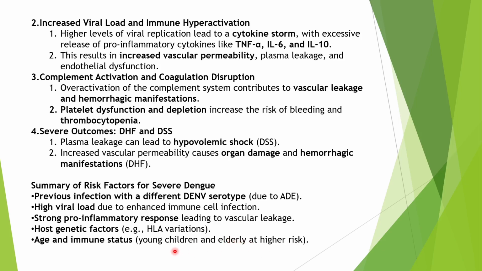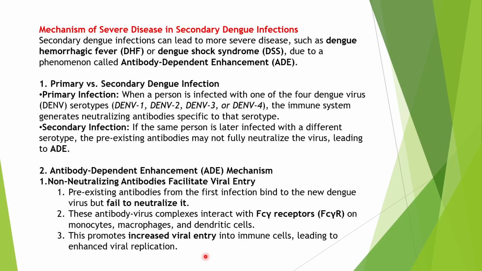So mostly in young children and elderly people, the immune system is compromised, or it is still not yet completely functional in young children. So they are at higher risk of such secondary infections and secondary infection complications. So this is about the severe disease in case of secondary dengue infections.